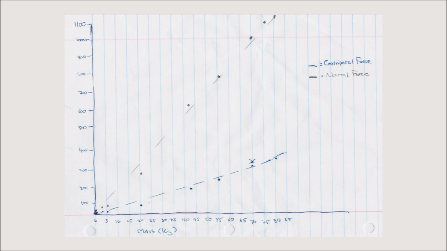Here is the graph that shows the data we collected when we were testing centripetal force. As you can see, the forces, both centripetal and normal, are both directly proportional to the mass. The mass is on the x-axis and is displayed in kilograms, and the normal force and centripetal force are on the y-axis and are in newtons. Now the mass is the independent variable, while both forces are the dependent variables.